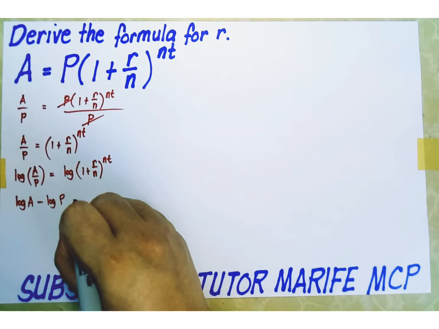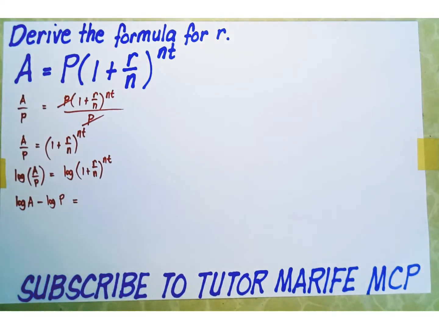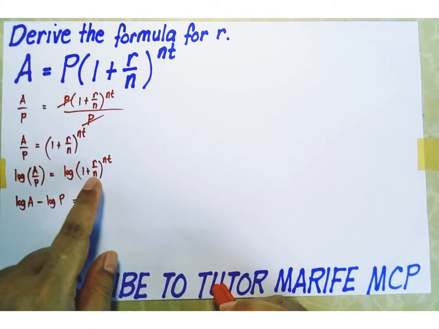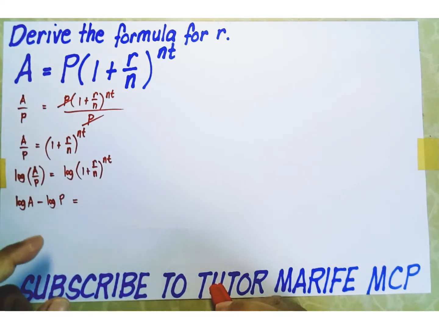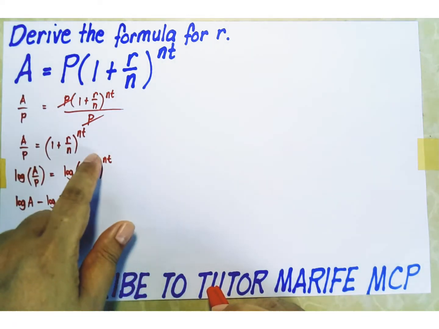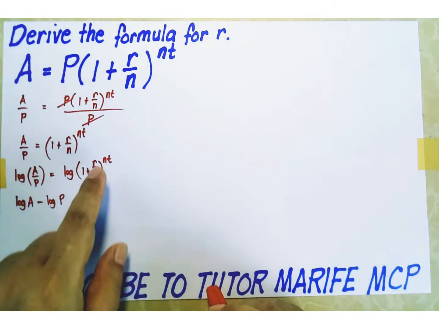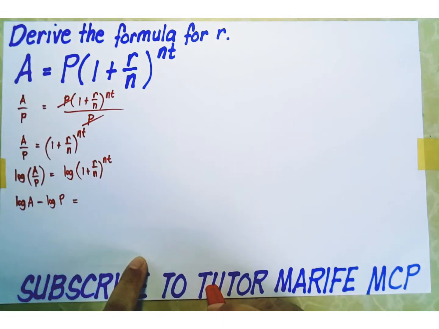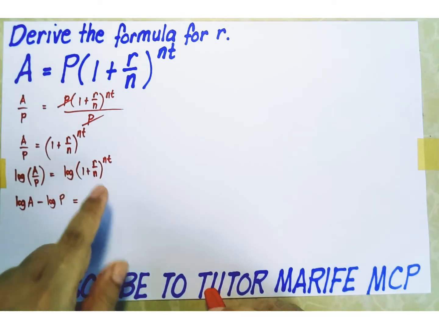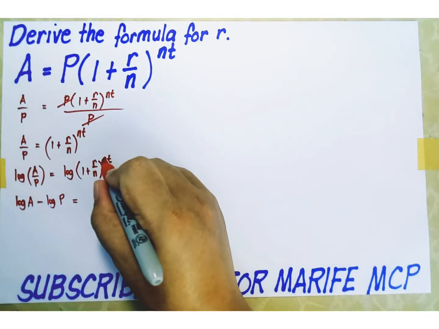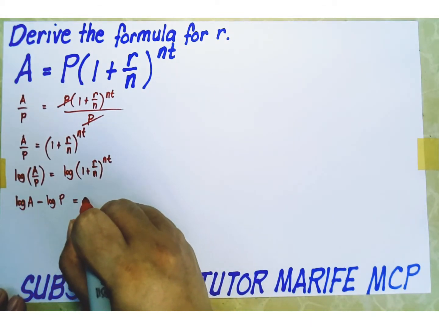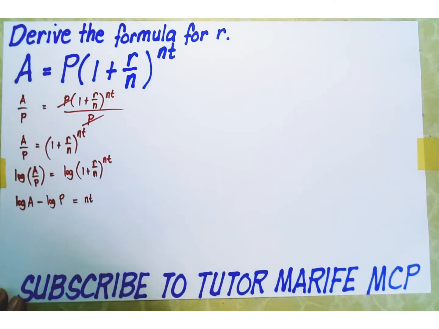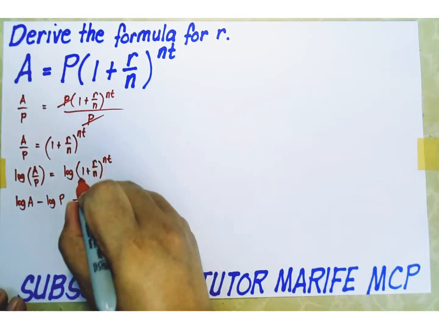Okay? On the right side, I'm going to use the power rule for logarithm. The power rule for logarithm says that the logarithm of an exponential number or logarithm of an exponential expression is equal to the exponent multiplied by the logarithm of the base. So this exponent N times T can now be written in front, and you multiply it by the logarithm of the base.